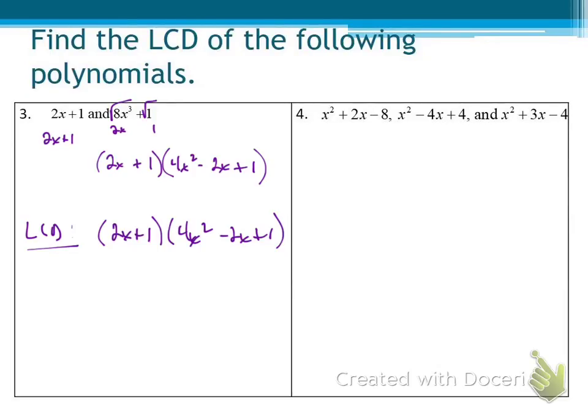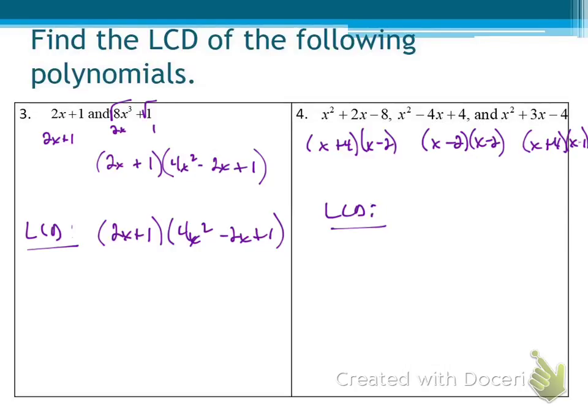Okay? And then over here where there's 3 of them, x plus 4, x minus 2, factor this next one into x minus 2 and x minus 2, and then the last one, x plus 4, x minus 1. And so what they have in common and what they don't have in common is one way to say it. When there's three like this, sometimes it's better just to say, all right, I'm going to take each factor from each polynomial one time, right?